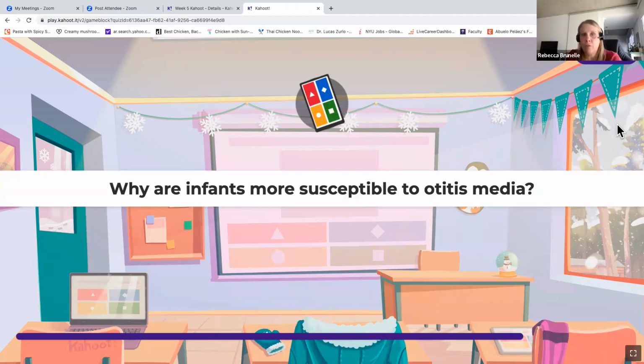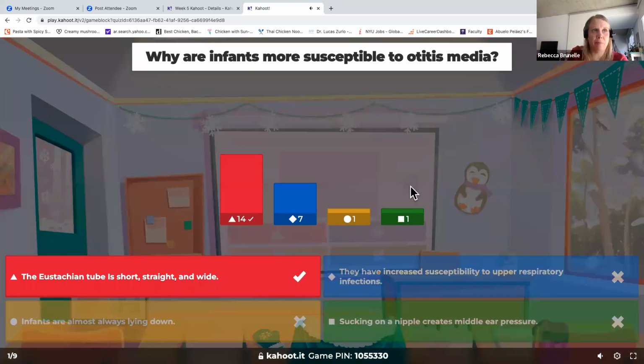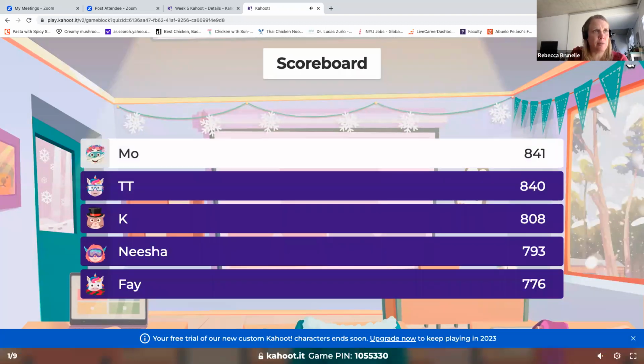All right, so why are infants more susceptible to otitis media? The eustachian tube is short, straight, and wide. They're always lying down. They have increased susceptibility to respiratory infections, or sucking on a nipple creates middle ear pressure. Very good. The main reason, the most important one, is their eustachian tube is not as angled. It's flatter.